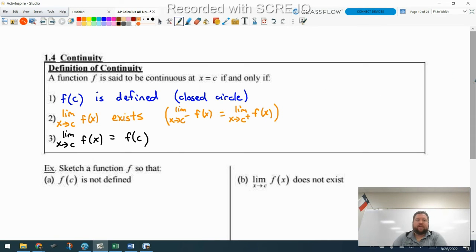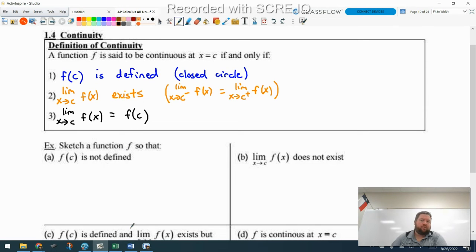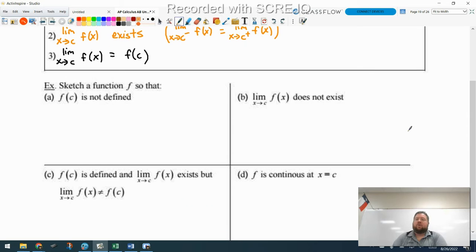All right, so we are going to sketch a few functions here that break the rules so you can see what some discontinuities might look like. All right, so letter A says f of c is not defined. There's actually a couple ways we can draw this one out.